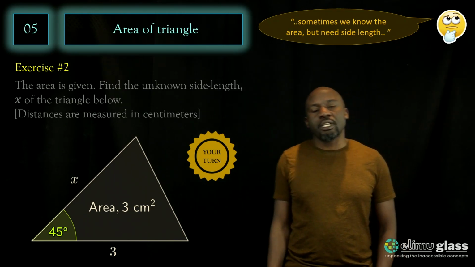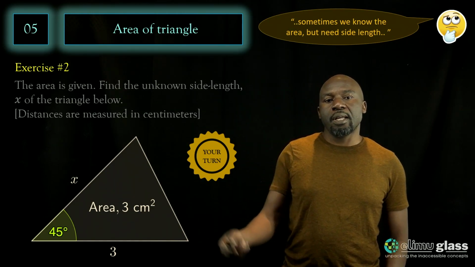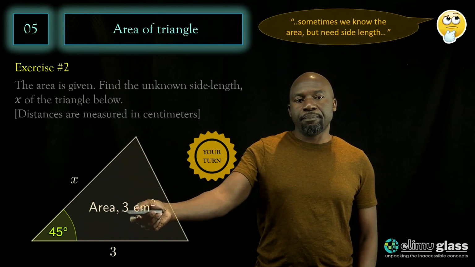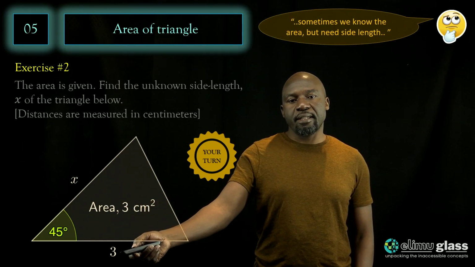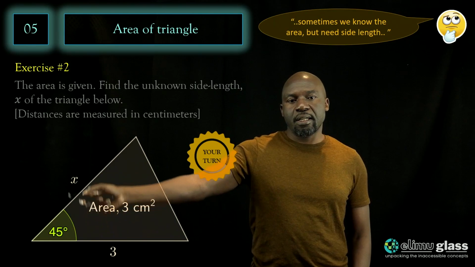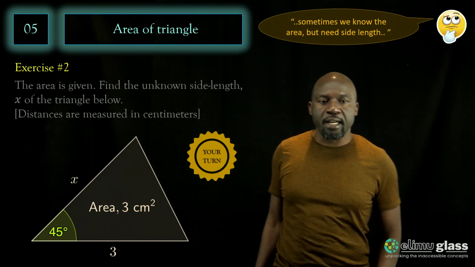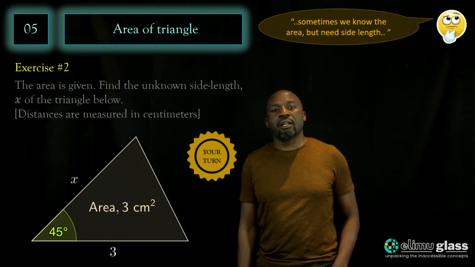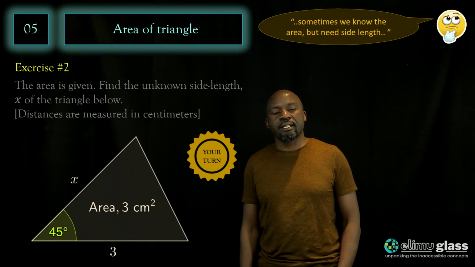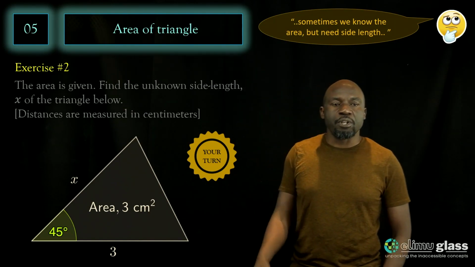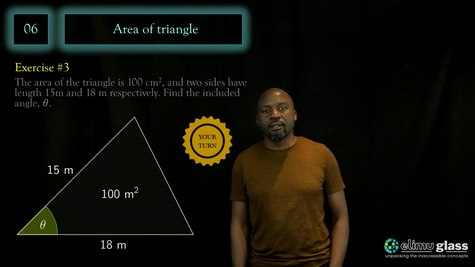All right. So if you see in this particular question 2, we are now given the area and we are given one side, we are given the angle, but we don't know the length of that side. So in this question, we are looking for the length of the side X instead of the area. We should still be able to do it easily, okay?